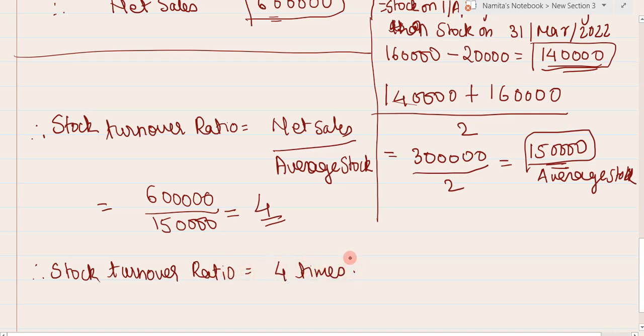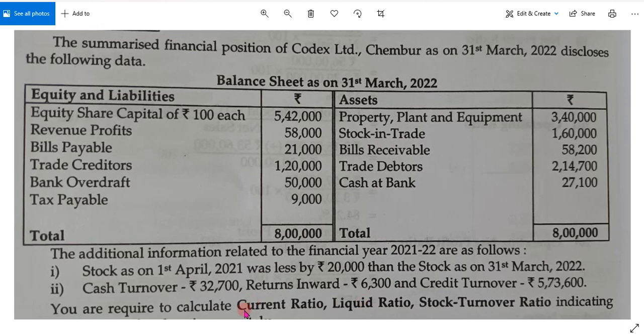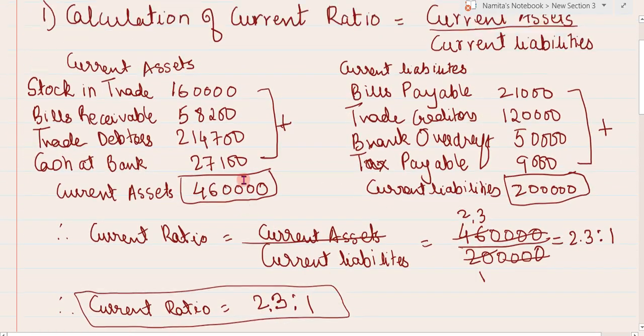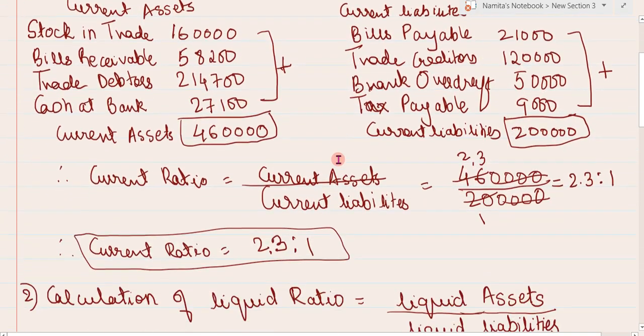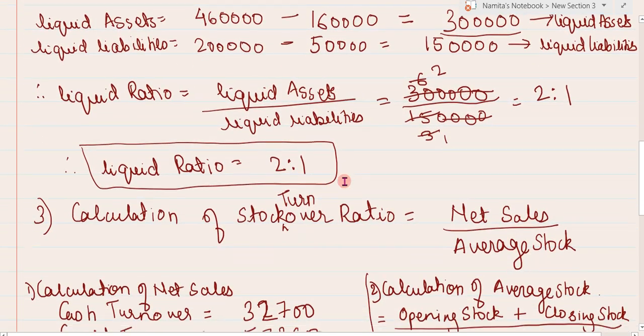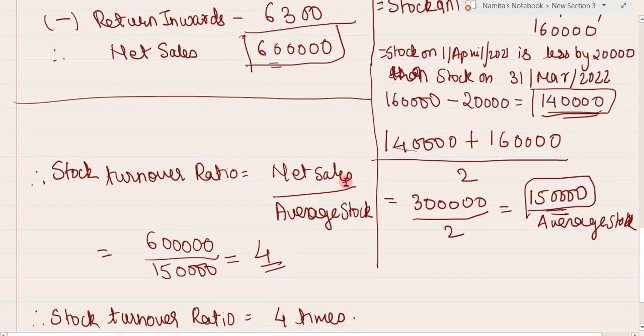Okay. So in this way you have to find the stock turnover ratio. So here we calculated the current ratio, liquid ratio and stock turnover ratio. In this way you have to do the calculation of current ratio, then the calculation of liquid ratio, then the calculation of stock turnover ratio. I hope you have understood today's lecture.